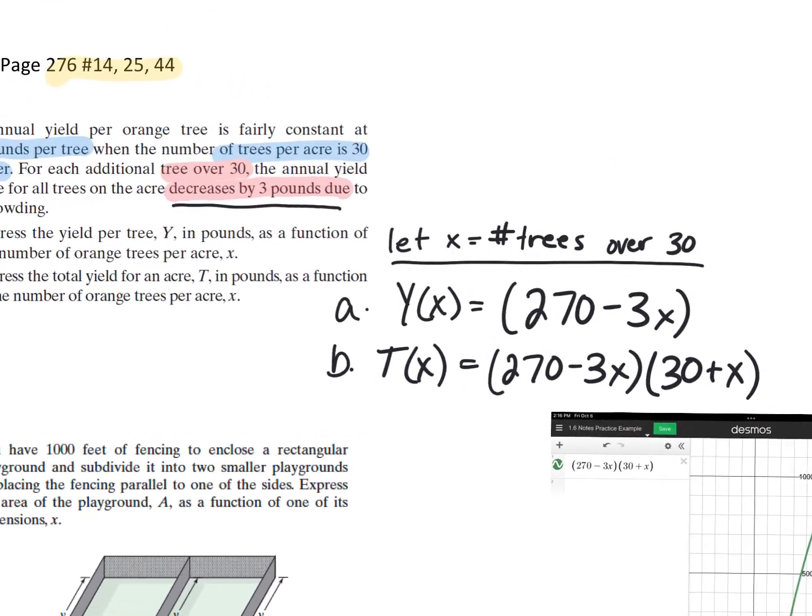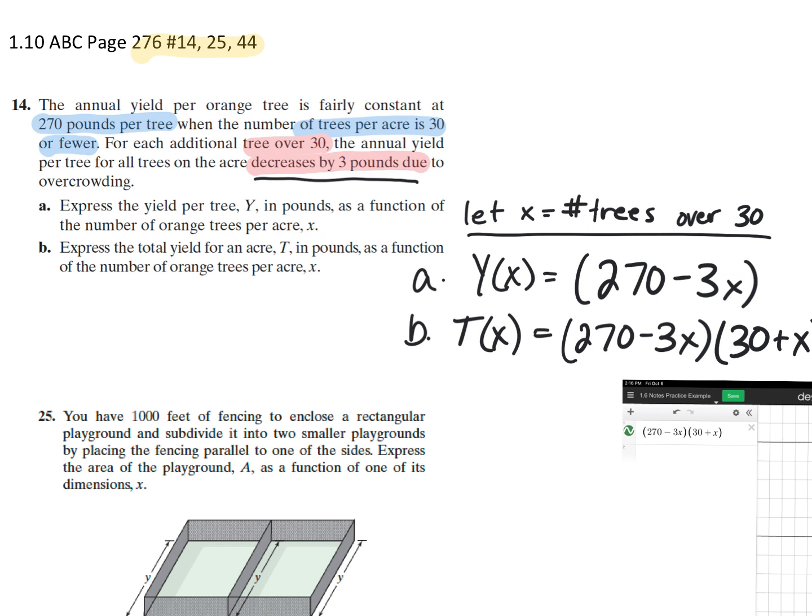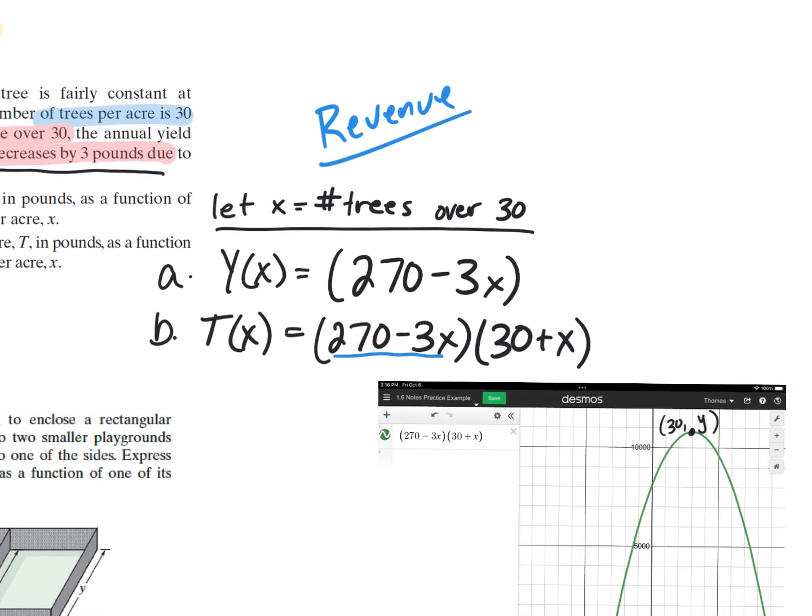So the big idea here with a problem like this, sometimes you'll see these problems referred to as revenue problems. And the reason I think of them as revenue problems is that one element goes down while another element goes up, right? You can think about revenue for selling tickets to a game or something like that, where as the price goes up, the number of people who are interested in buying tickets goes down, right? That's the same thing that's going on here. One goes up, one goes down.